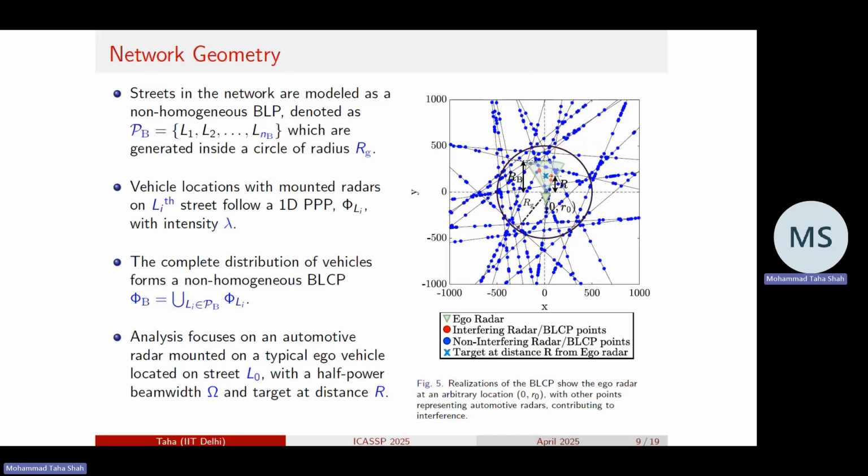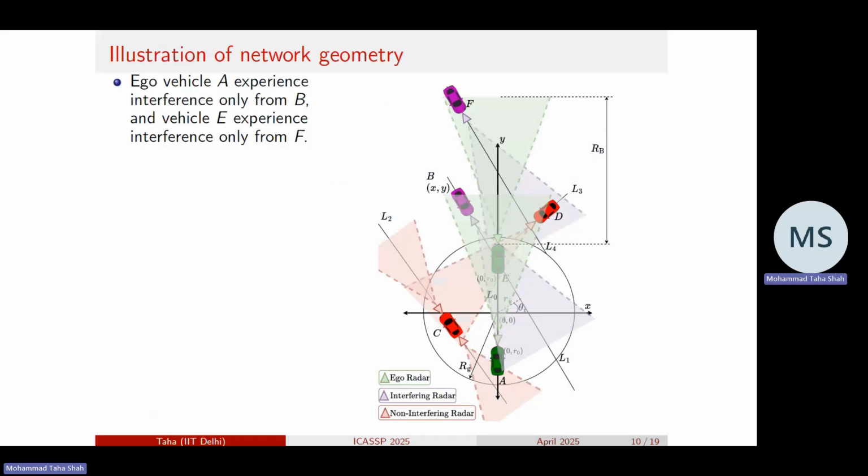The following figure here shows realization of this automotive radar network modeled using the binomial line Cox process, where the ego radar is located on street L naught at location 0, R naught. The distance to the target is r. The blue points represent the non-interfering radars, and the red points representing the interfering radars. So not all the vehicles equipped with radar can cause interference. This figure here illustrates which of these radars can cause interference and which of them cannot.